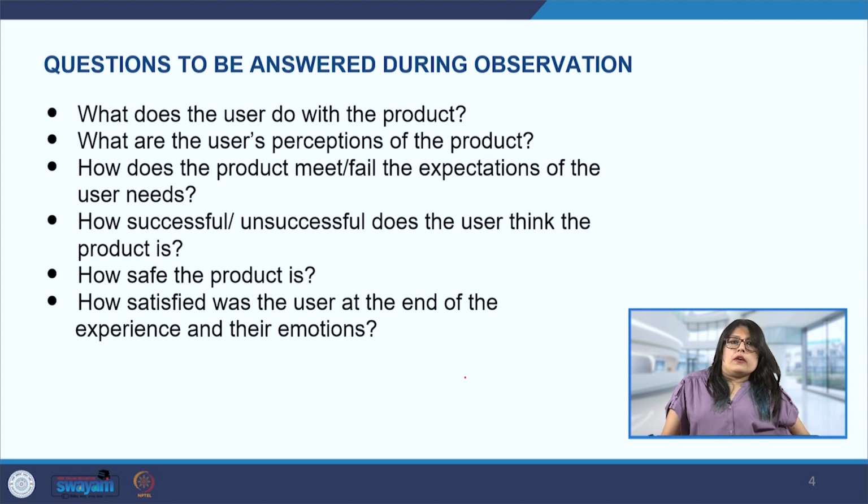Now, when we are observing these residents or our particular solution while it is in motion, there are certain questions that can be answered, and these questions will help us evaluate the effectiveness of the final product. For example, what does the user do with the product? Depending on the product that is solving a problem, we will be observing how the user is using it. Is he using it in the way it is designed to be used, or is the user using it in any different manner?